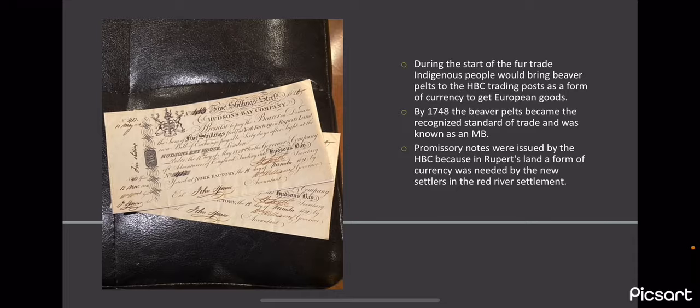For a brief while, HBC started to trade silver, but after they merged with the Northwest Company, they stopped. Promissory notes were issued by the HBC because in Rupert's Land, a form of currency was needed by the new settlers in the Red River settlement.